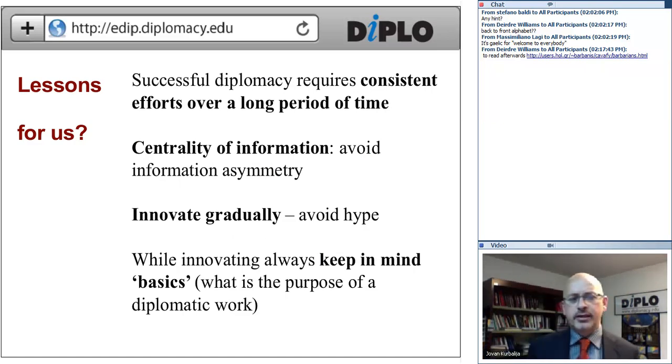What are the lessons that we can learn from the Byzantine Empire? First is their great skill in managing time. Successful diplomacy requires consistent efforts over a long period of time. Anything in diplomacy, including social media, you cannot do tomorrow. This is in contradiction to the main spirit of our time, where the element of immediacy, the idea that you can do things here and now, is taming our awareness of the importance of time, of planning, and of making consistent efforts over a long period.